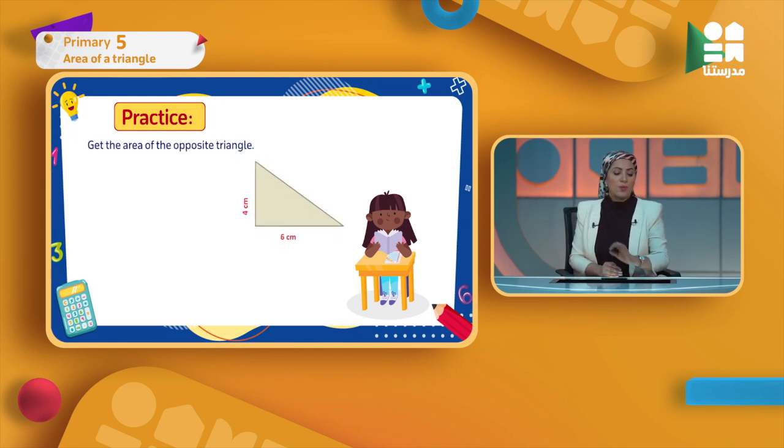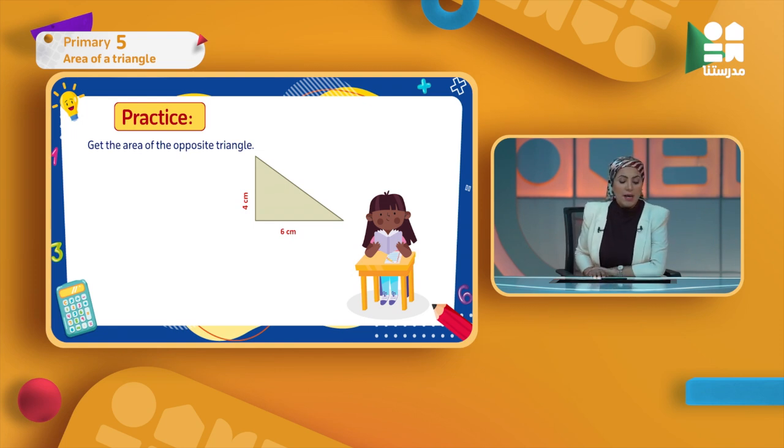So now let's practice. I have a right angle triangle where its base is 6 centimeters and its corresponding altitude or height is 4 centimeters. So now I want you to get the area of the opposite triangle. Okay, again, the rule that we have studied already, half base times height or the corresponding height. So here, area of triangle is half base times height.